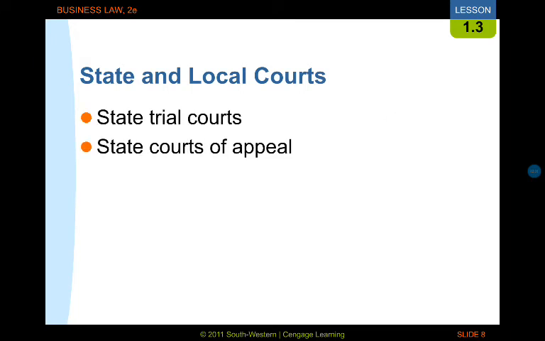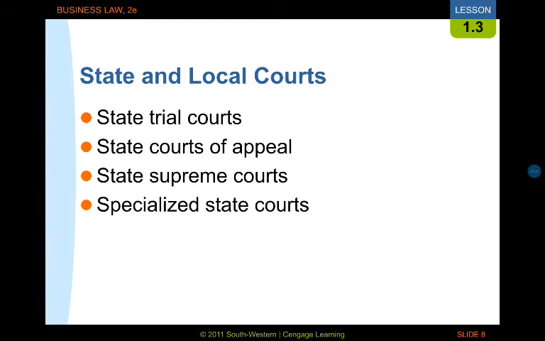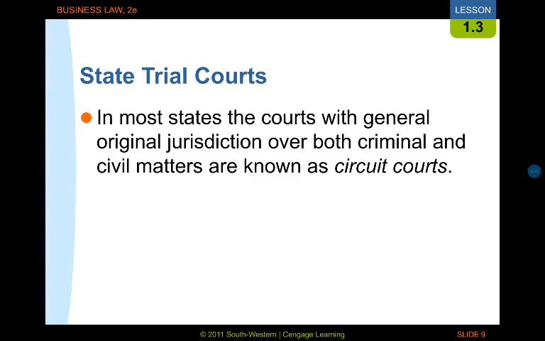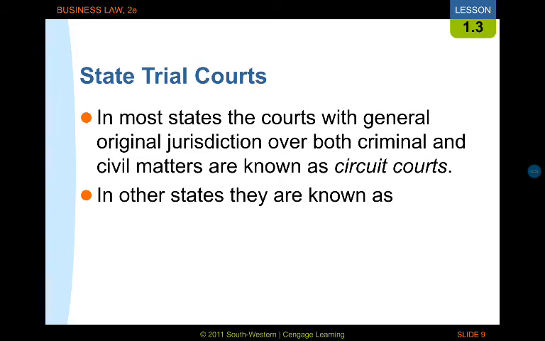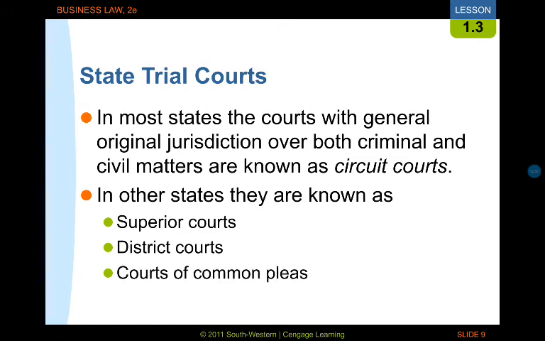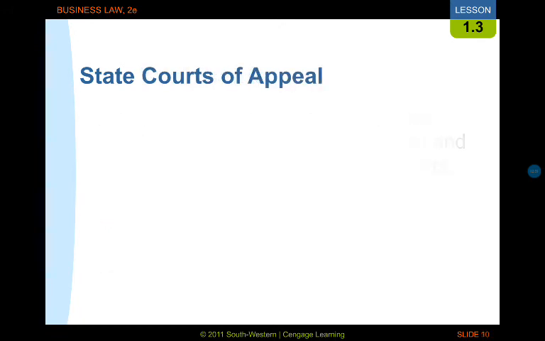State and local courts: state trial courts, state courts of appeals, state supreme courts, and specialized state courts. State trial courts: in most states, the courts with general original jurisdiction over both criminal and civil matters are known as circuit courts. In other states, they are known as superior courts, district courts, or courts of common pleas.